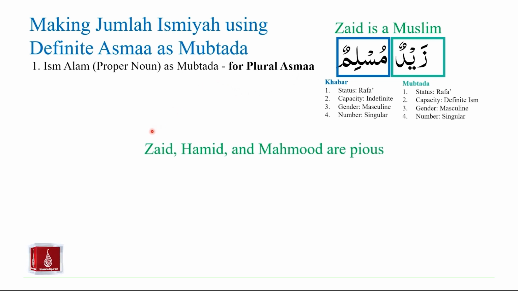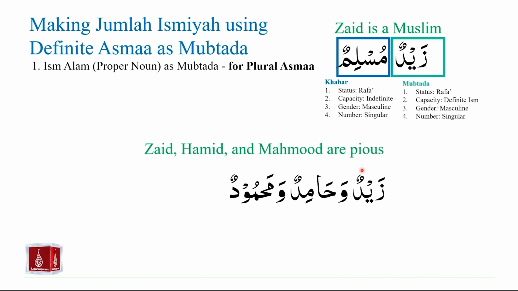Next, we will study making jumla ismiya using plural asma as mubtada. The example that we have is Zaid, Hamid, and Mahmud are pious. In this sentence, Zaid, Hamid, and Mahmud are the subject or mubtada. Pious will be the khabar. To write Zaid, Hamid, and Mahmud as mubtada, we have Zaidun wa Hamidun wa Mahmudun. For pious, we will write Salihuna. Please focus on the ending sound of una.